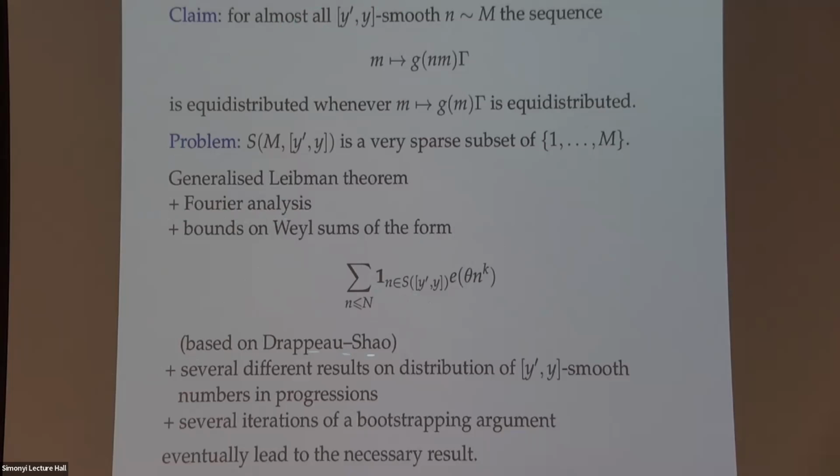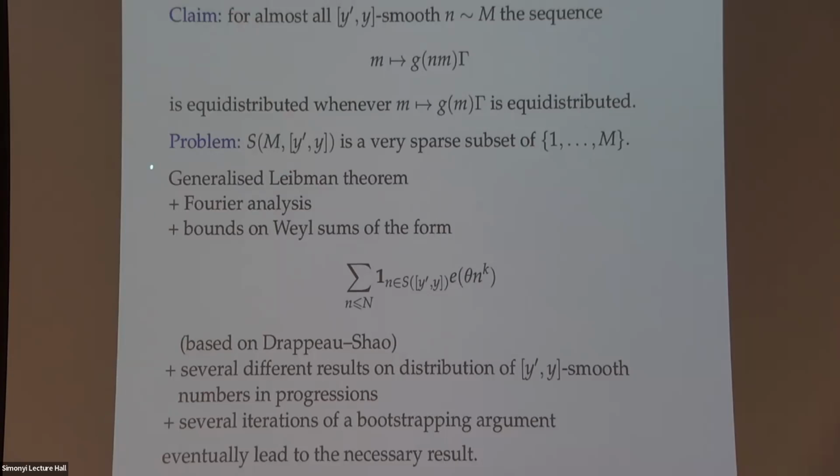Such Weyl sums have been studied before in work by Drappeau and Shao, and we prove that their results can be extended to our subset of y-smooth numbers. Drappeau and Shao study y-smooth numbers, not y-smooth numbers without small prime factors. Once you apply these Weyl sum bounds, the bounds on the recurrence problems are still not good enough. So you need to combine those bounds here with a bootstrapping argument, and you have to run quite a number of iterations of that bootstrapping argument, and you combine that with good bounds on the distribution of our set of y-smooth numbers in progressions.